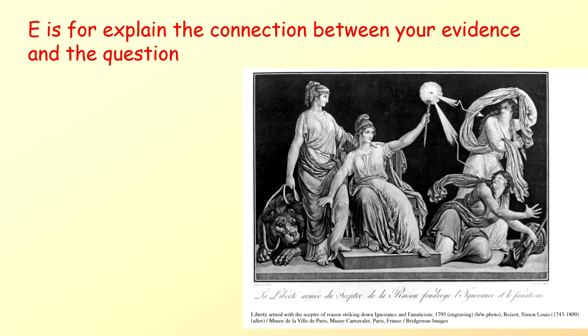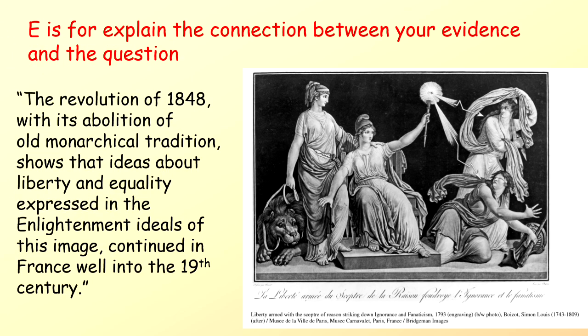E is for explain the connection between your evidence and the question. So I might do that by writing this. The Revolution of 1848, with its abolition of old monarchical tradition, shows that ideas about liberty and equality expressed in the Enlightenment ideals of this image continued in France well into the 19th century.